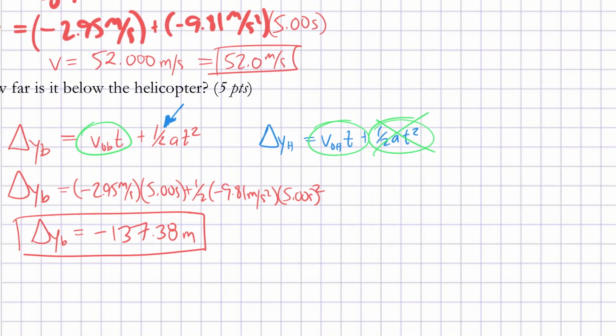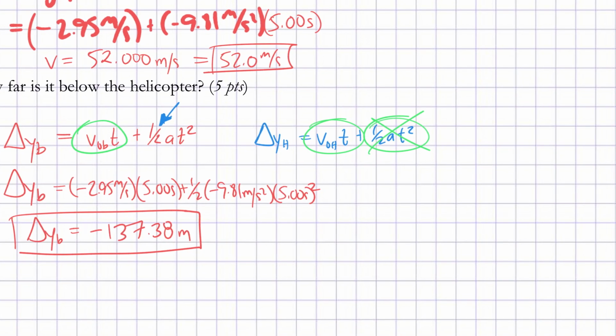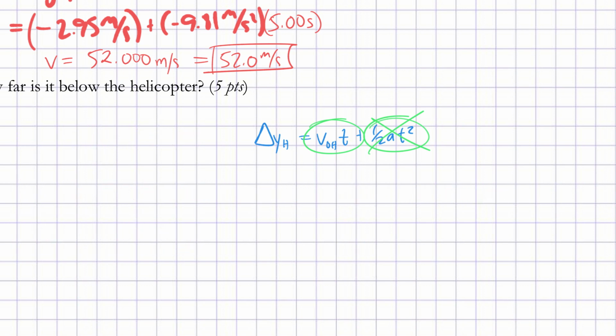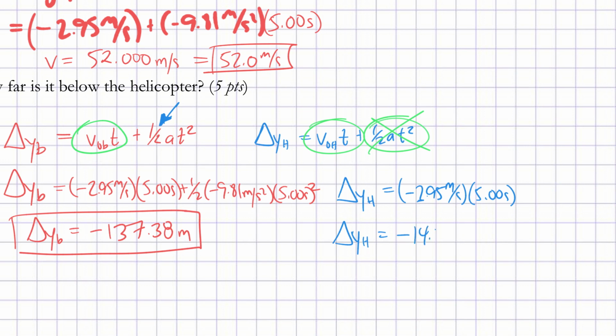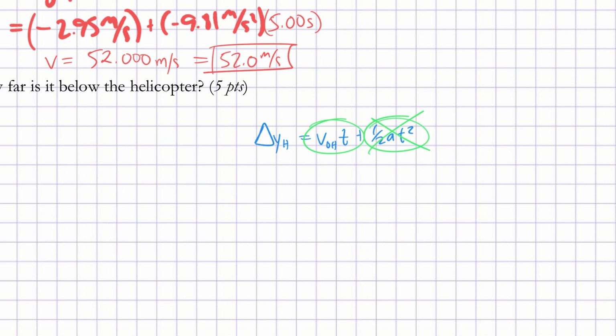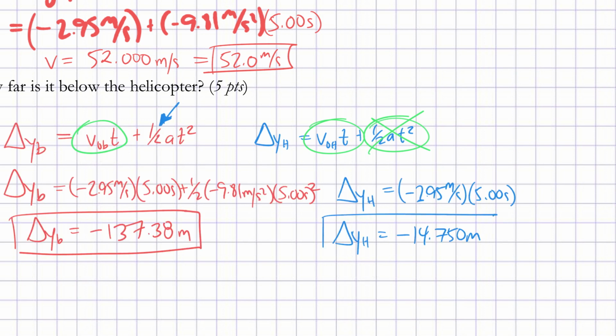But the helicopter kept going down as well, and unfortunately I worked into the helicopter space, so we'll slide over a little bit. Delta Y of the helicopter equals negative 2.95 meters per second times the time, which is 5.00 seconds. So delta Y of the helicopter is, I'm getting negative 14.75. Technically, there should be a 0 there if we're keeping 5 sig figs, although for the keeping, you don't even necessarily need to write the extra ones, right?